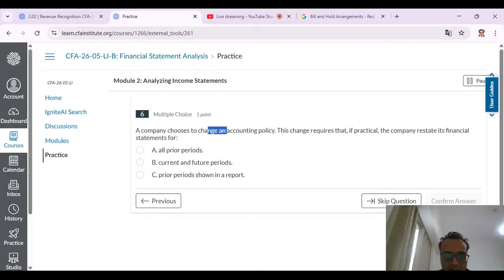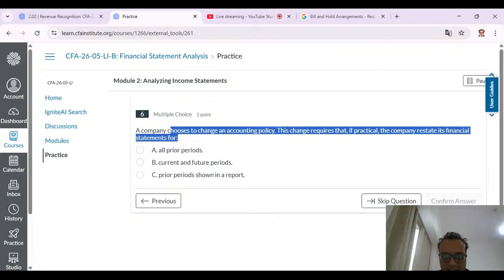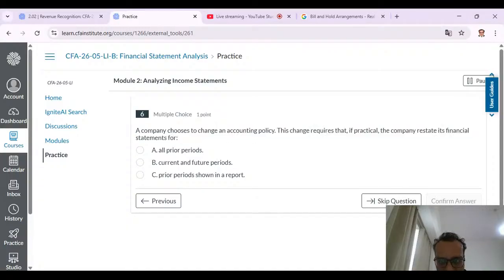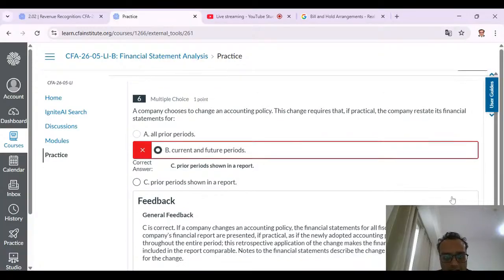A company chooses to change an accounting policy. This change requires that, if practical, the company restate its financial statements. For all accounting policies, it should be retrospective. You have to restate your financial position for the current and, I think, prior periods shown in the report. B. I think C. Yeah, C is correct.